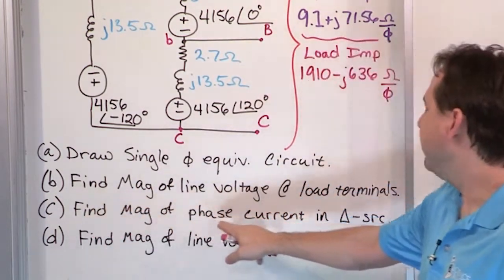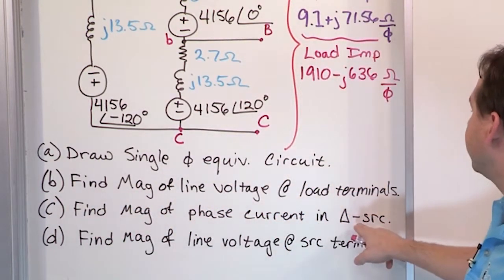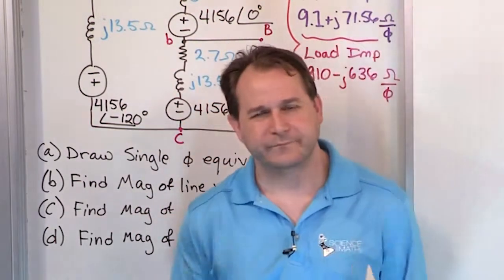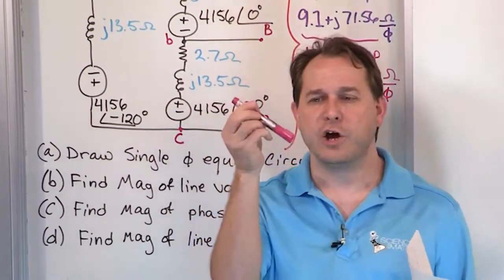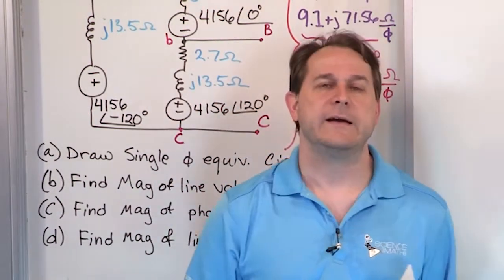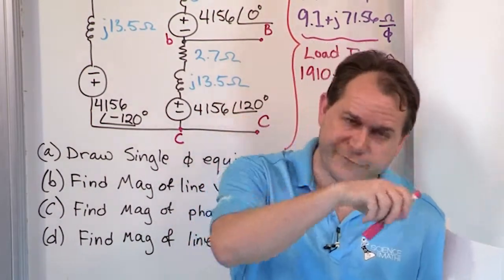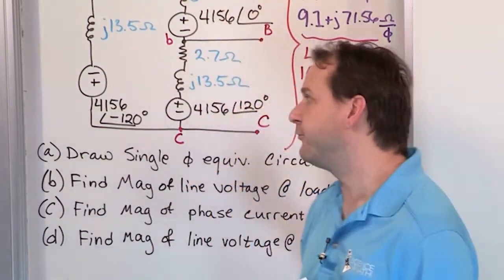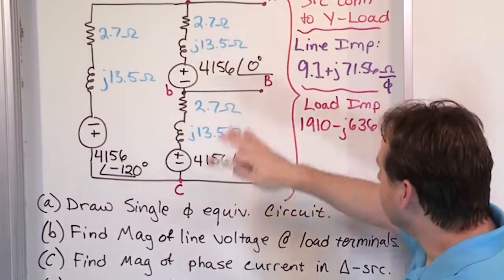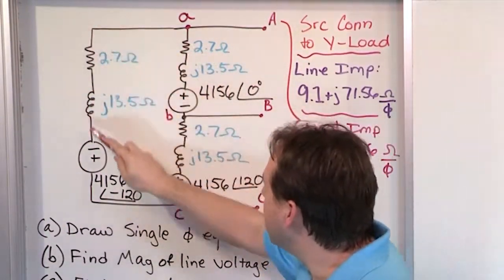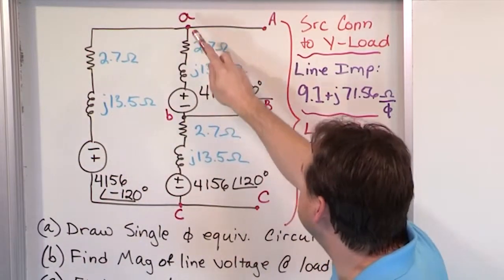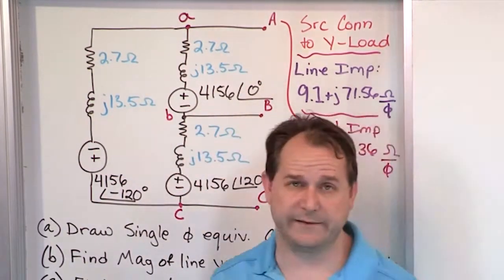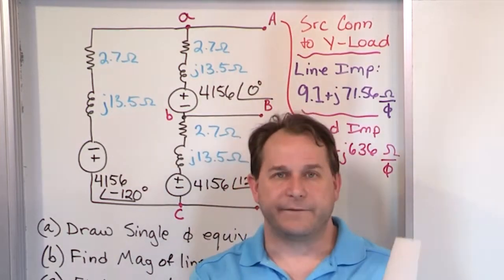Part C, find the magnitude of the phase current in the delta source. So remember, what's the phase current? It's the current going through each branch of that triangle in the delta, because each phase is one of the legs of the triangle. Now this triangle's flattened, and I'll explain why in a second, but basically this would be a phase current through one of the phases, this would be a phase current through another phase, and this one through here would be a phase current through the third phase. So you're trying to find the phase current.